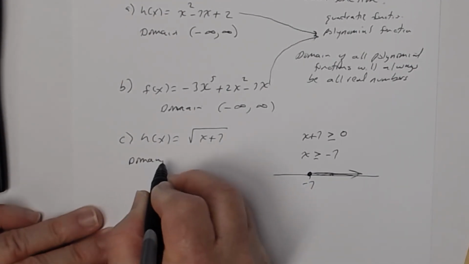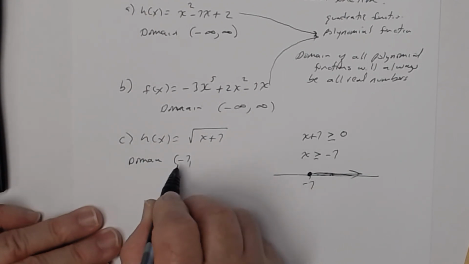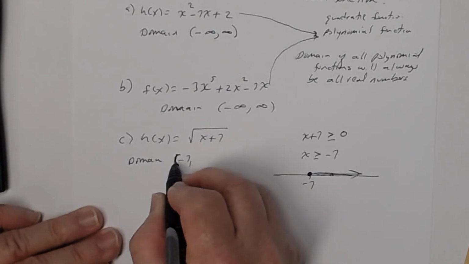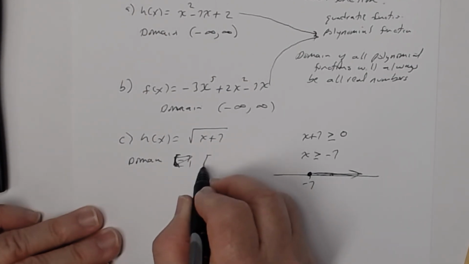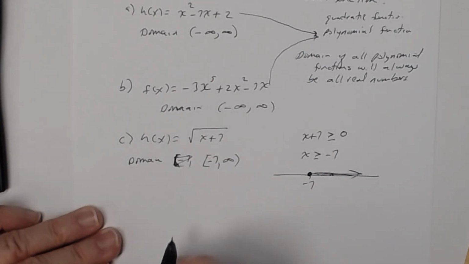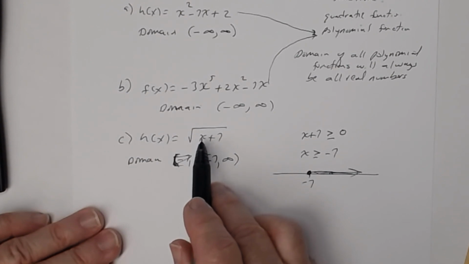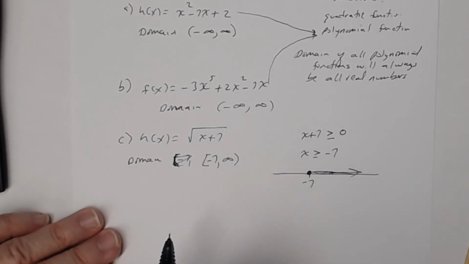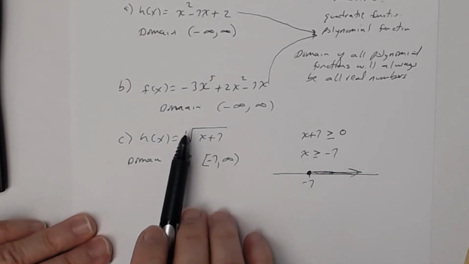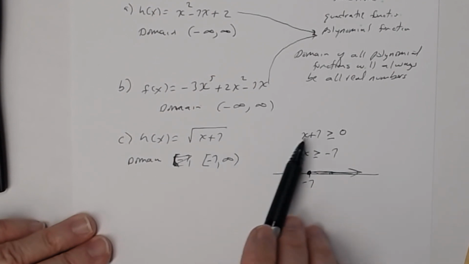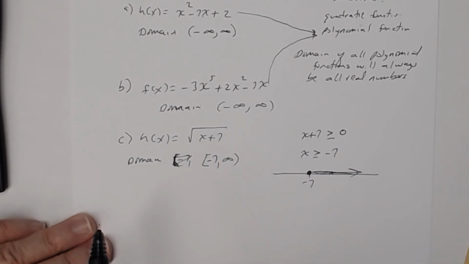So the domain will be, I'm sorry, there is a bracket: bracket, negative 7, all the way to infinity. Because negative 7 can be 0: when I substitute negative 7 plus 7 is 0, and I can take the square root of 0, which is 0. So bracket negative 7 to infinity. So remember, when the index is even, to find the domain you have to set the radicand greater than or equal to 0.